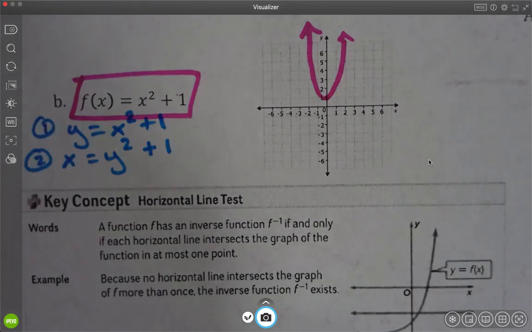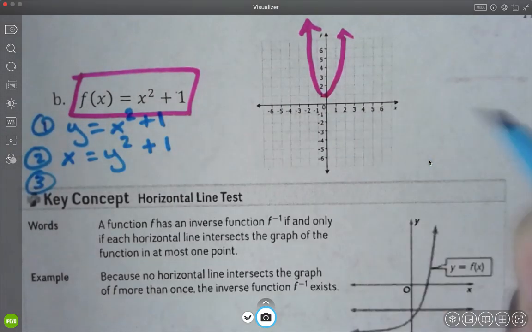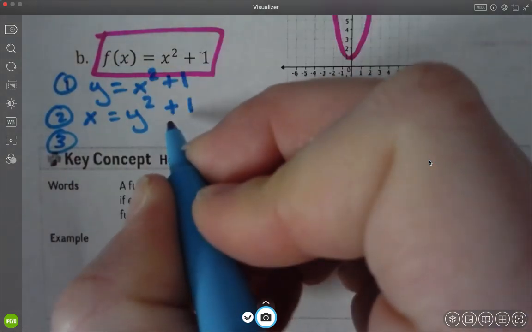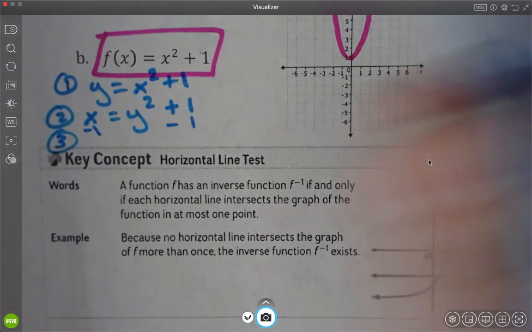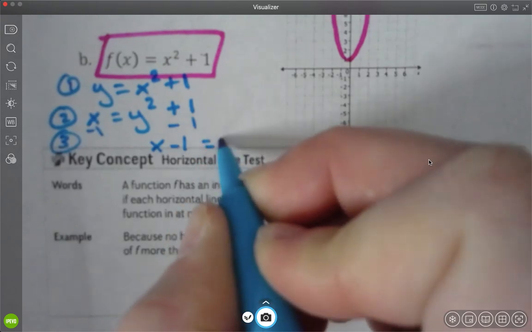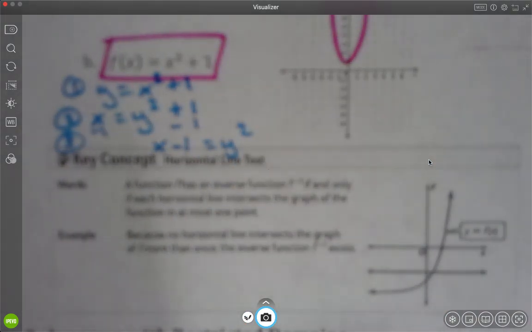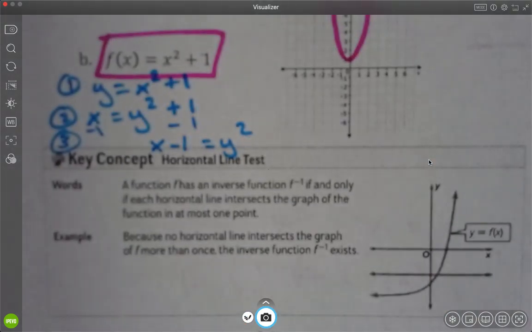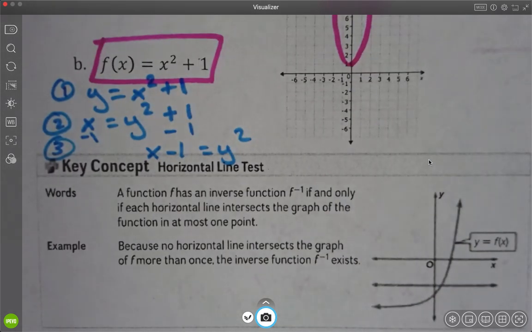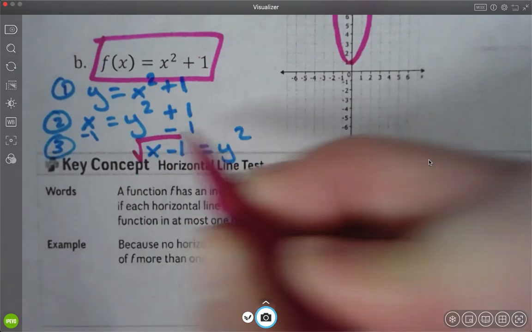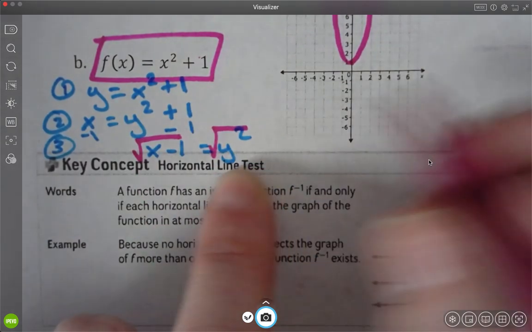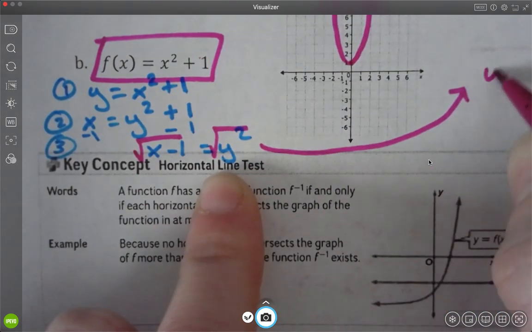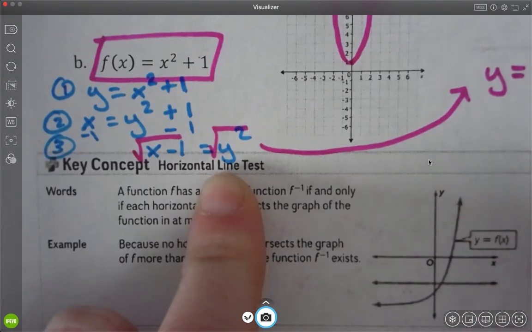That's fine, okay? Step number 3, I want to solve for y. So what are you going to move first? We're going to subtract the 1, so x minus 1 equals y squared. Now I want to get the y by itself, and I have y squared. So we think, what undoes the y squared? It is the square root. So I'm going to square root. So I have y equals the square root of x minus 1.